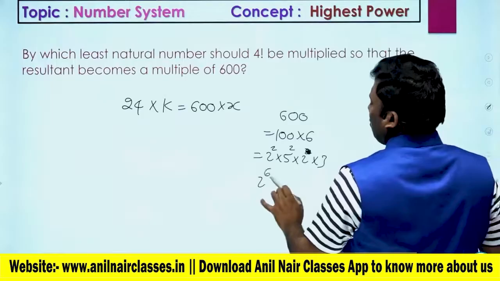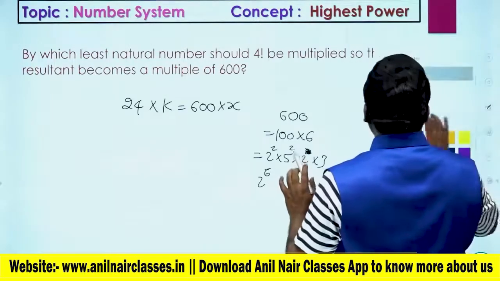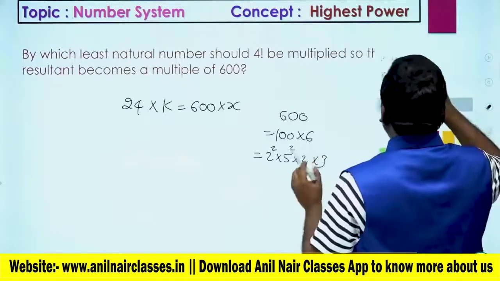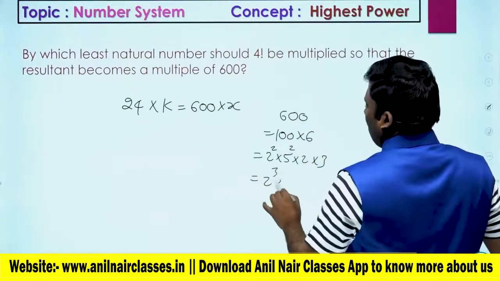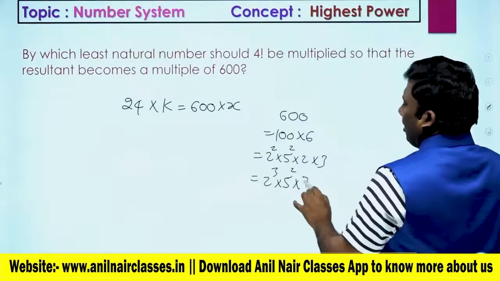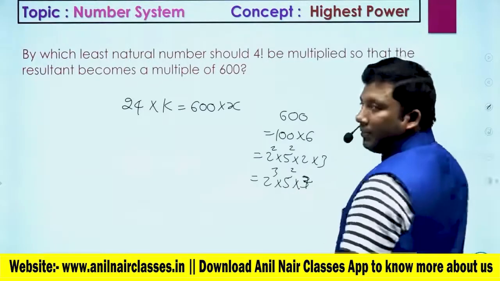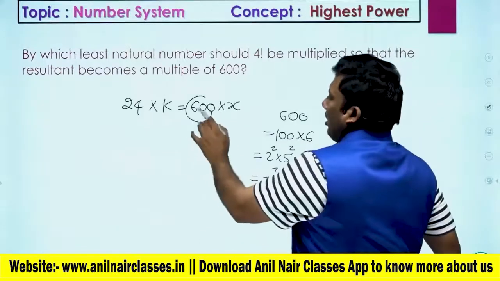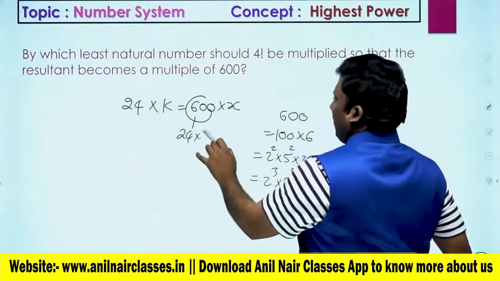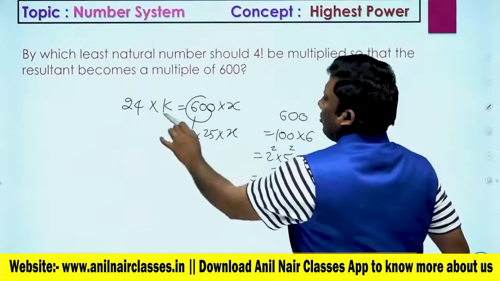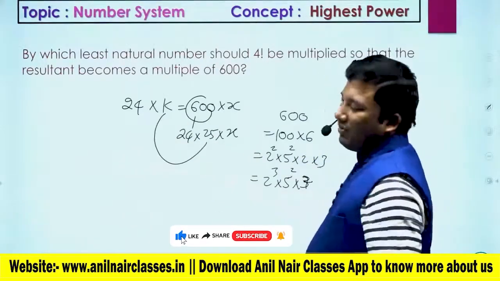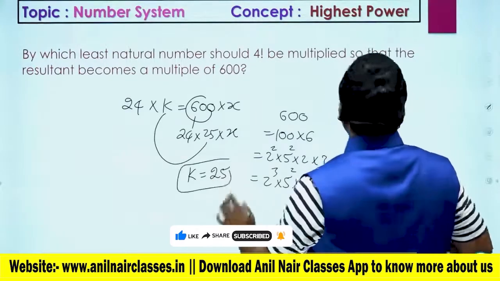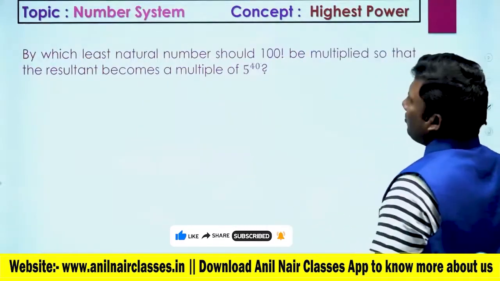It will be 2 power 3. Let me write down here. This will be 2 cube into 5 square into 3. 8 into 3, 24. It is 24 into 25 into x. So the k minimum value should be 25. Very easy question. K minimum value, it is 25.